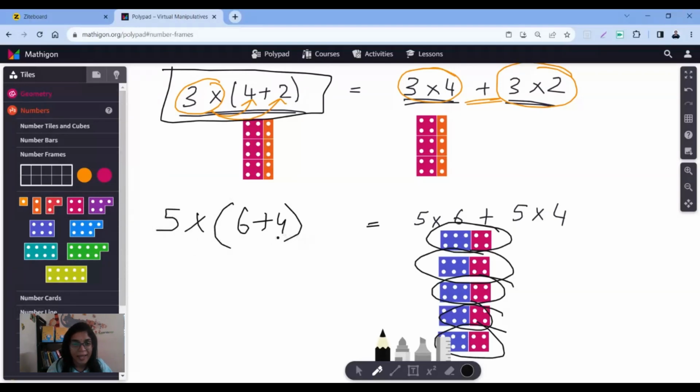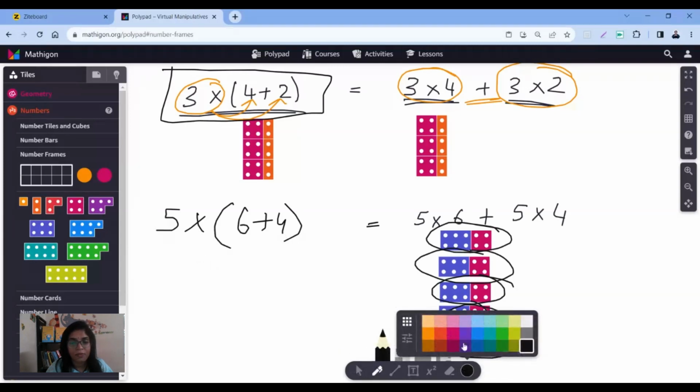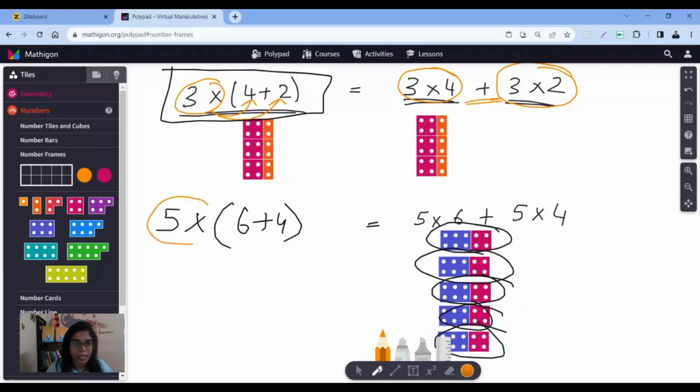So that's the way. Did you get this already? And what is being distributed? The 5 times. This thing is getting distributed to 6 also, and it is getting distributed to 4 also.